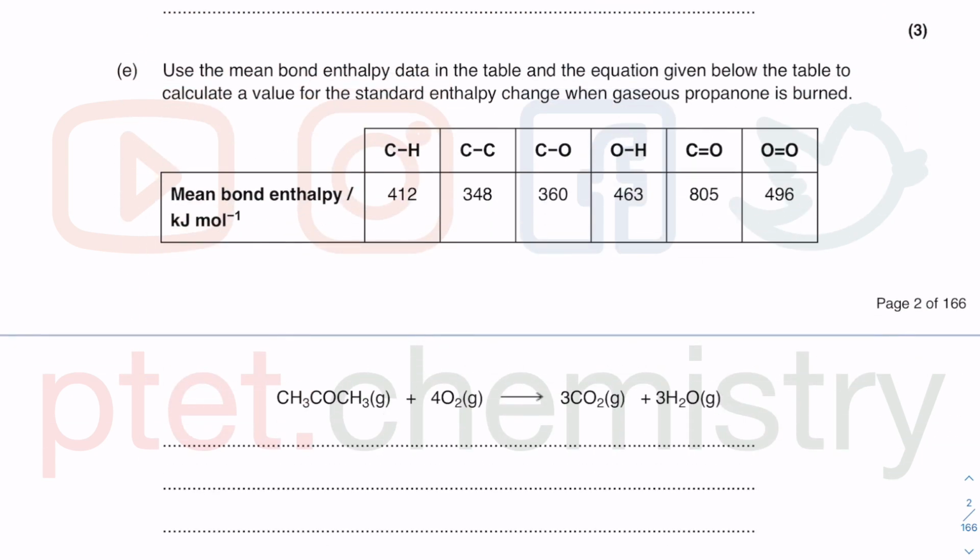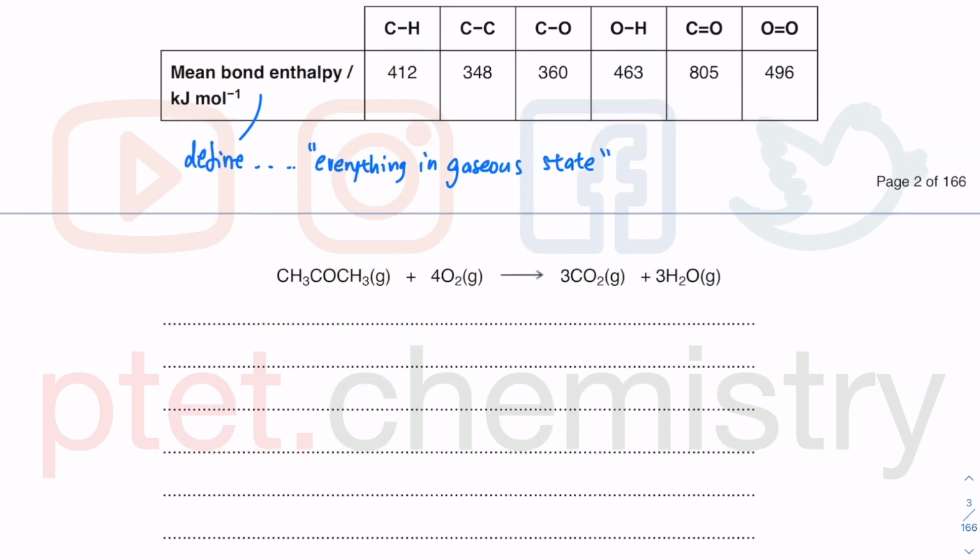In part E, we're supposed to use this mean bond enthalpy data in the table, and we want to calculate a value when gaseous propanol is burnt. The term gaseous there is very important, because bond energy calculation only works when everything's in the gaseous state. Bond enthalpy is defined as the energy required to break 1 mole of the covalent bond. Now everything must be in the gaseous state, which is why we did not burn liquid propanol, we burn gaseous propanol here. So that means we can use the bond energy for our calculation.